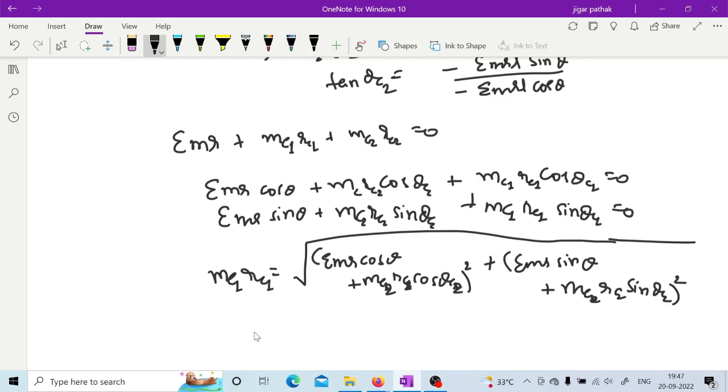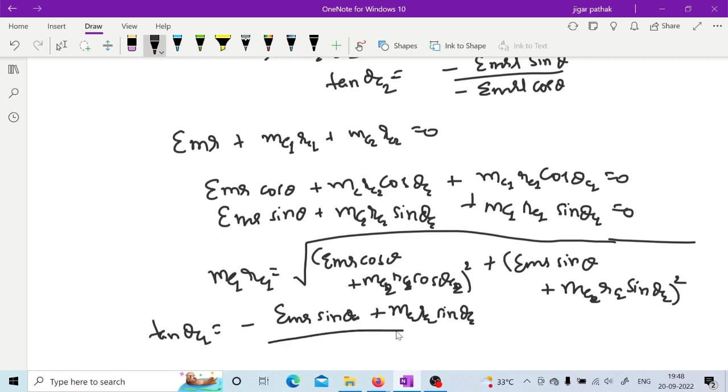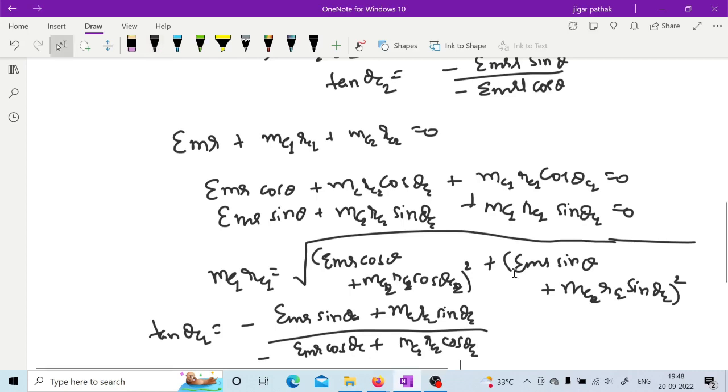And again for tan theta C1 you will have minus sigma mr sin theta plus MC2 RC2 sin theta C2, divided by minus sigma mr cos theta plus MC2 RC2 cos theta C2. So this way analytically you can calculate the required values of MC1 RC1 and theta C1 for the balancing mass and its position in plane C1.